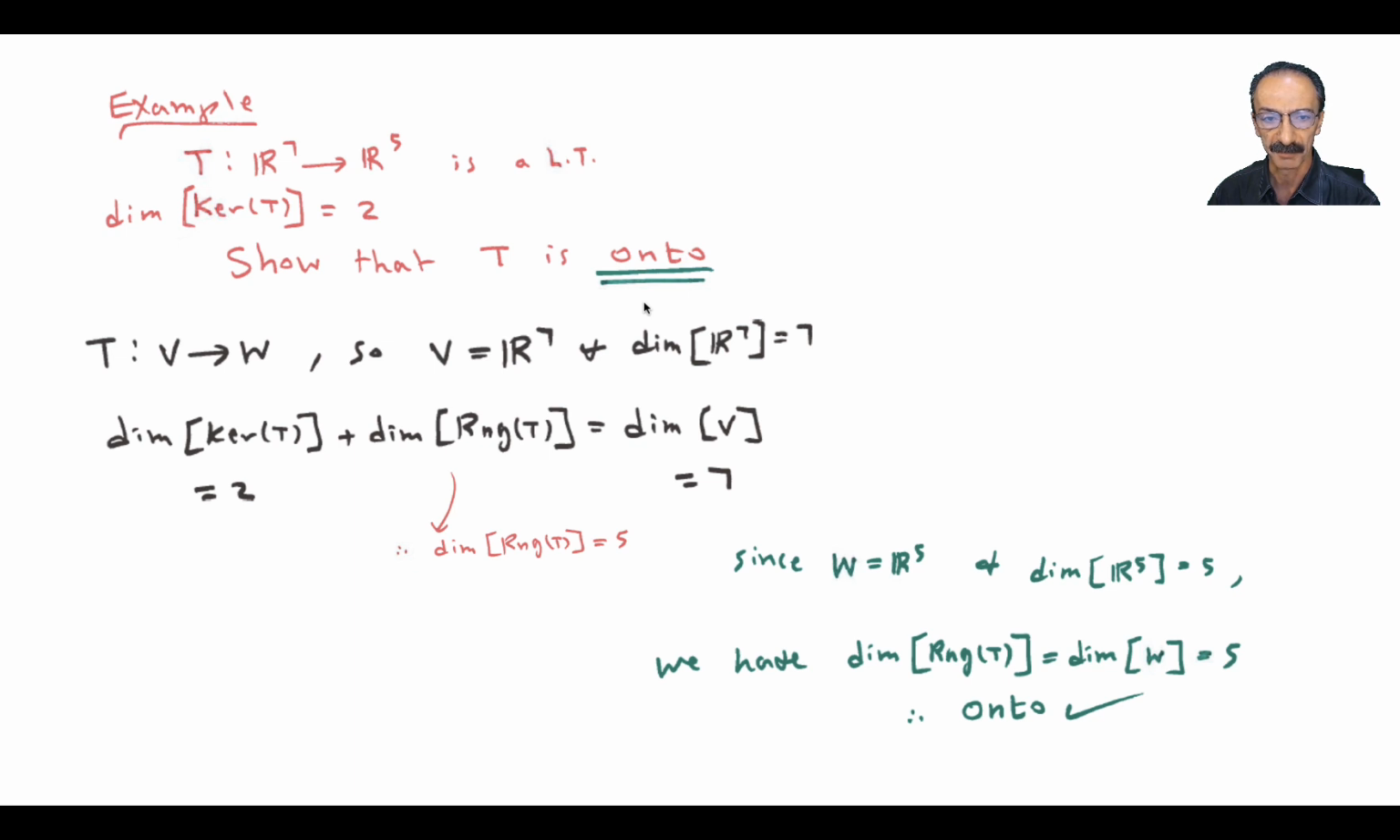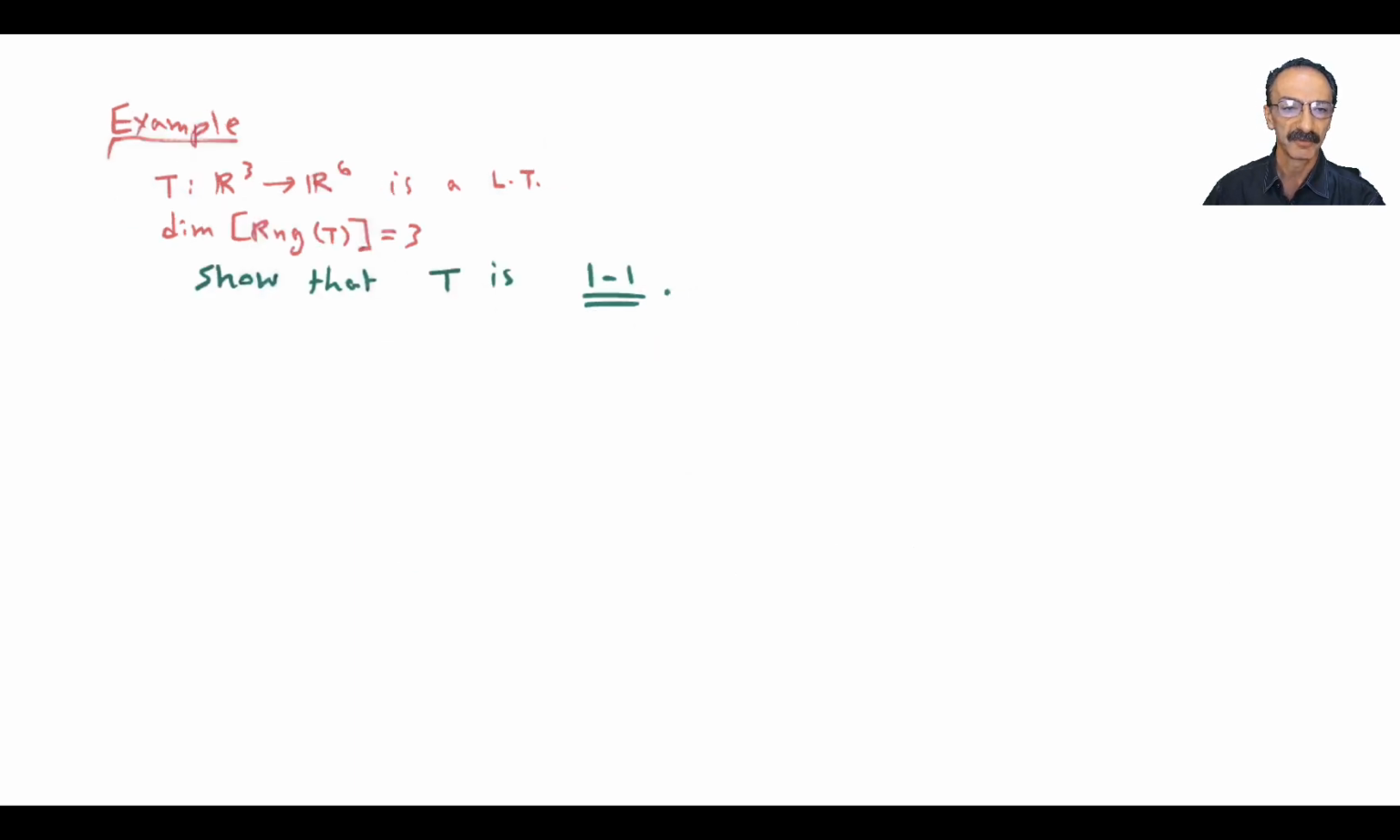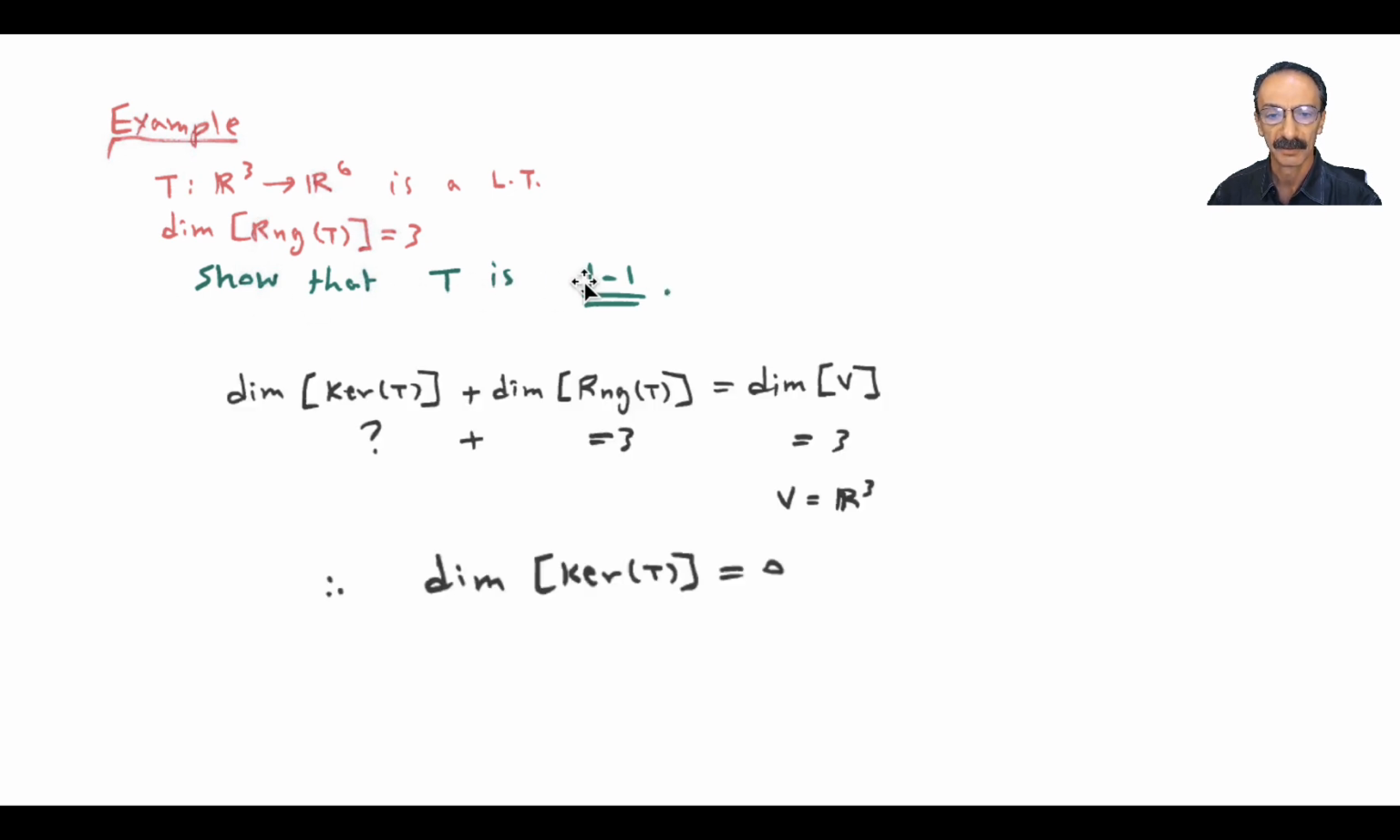Here's another example. We're going from R to the 3rd to R to the 6th. And one more time, we're not giving the rule, we are giving some numbers. Dimension of the range is 3 now. Show that T is 1 to 1. The dimension of the range is given to me as 3. The dimension of V is R to the 3rd, so that should be 3.